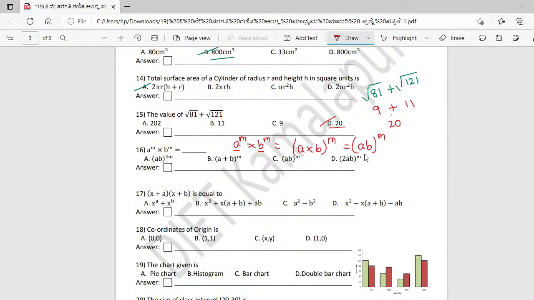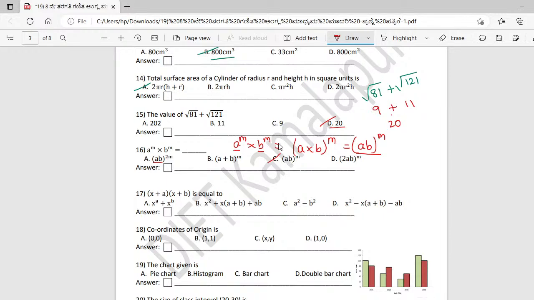And this is the formula, we need to search it in our options. Where is it lying? As you can see, the first one is the wrong one because the power is 2m. That is wrong. Second one is also not suitable. The third one you can see ab whole to the power of m, and that is the right answer for the 16th one.